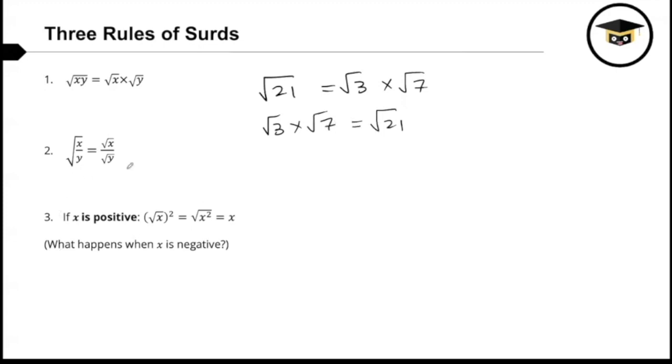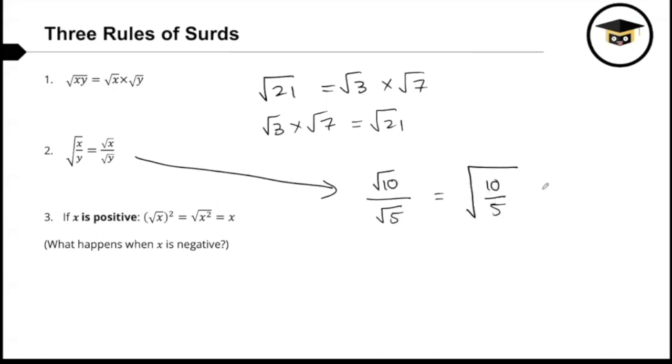Now, the same thing happens with division. So if I have the square root of, let's say, 10 over the square root of 5, well, I can combine that under one big square root and just say it's equal to the square root of 10 over 5. And well, 10 divided by 5 is 2. So that's the square root of 2. So that's how division works. This is how multiplication works. So it's very similar to just normal algebra.